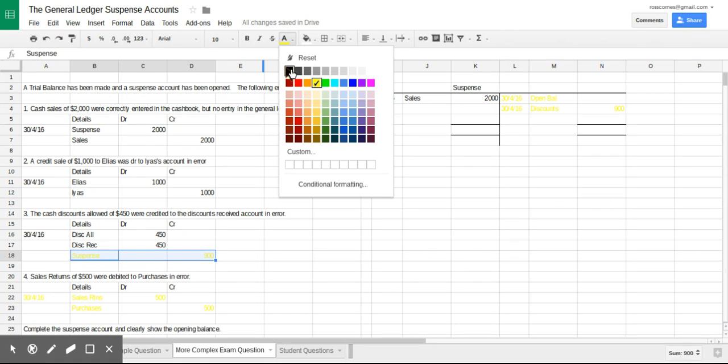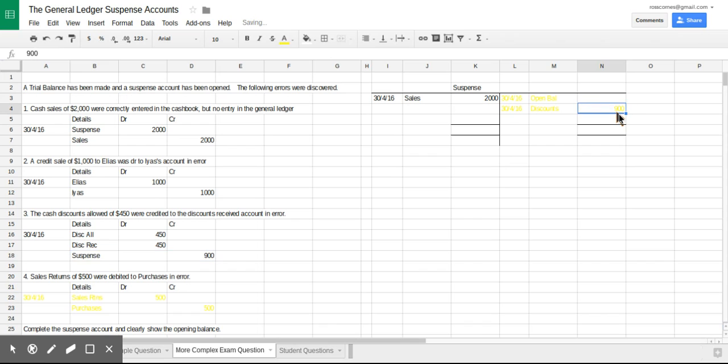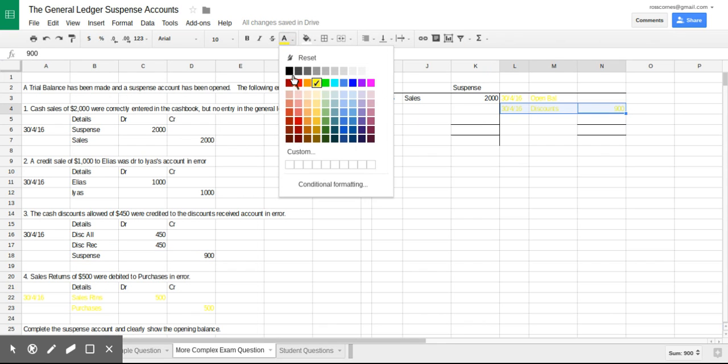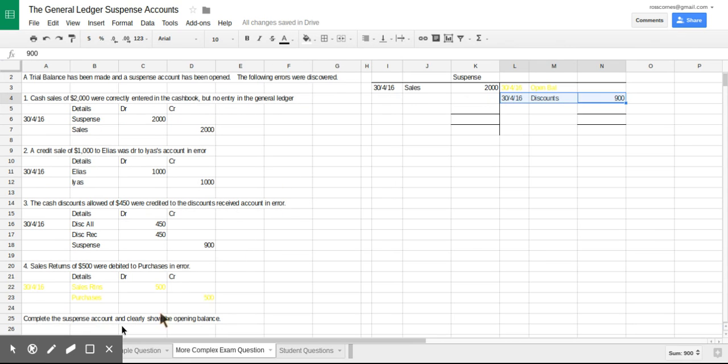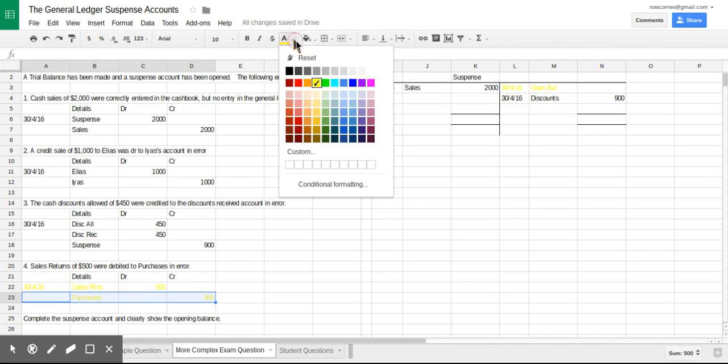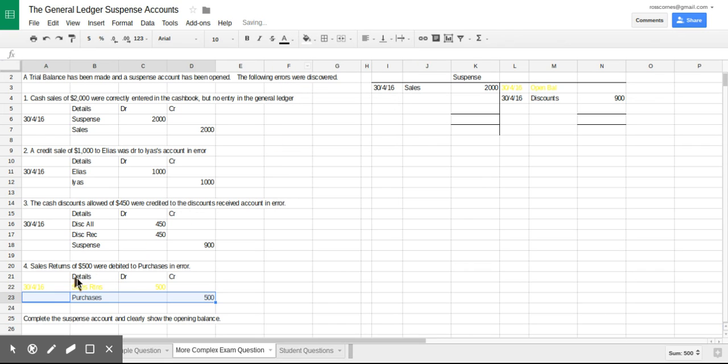So let's see that. Okay, and if we look in here at the suspense account, I've hopefully correctly put the entry in, and then we've got one final error. I've got a sales return of $500 that was debited to purchases in error. Well, if we've debited purchases in error, we obviously need to credit purchases. So we'll do that.